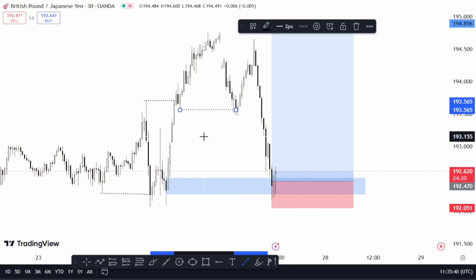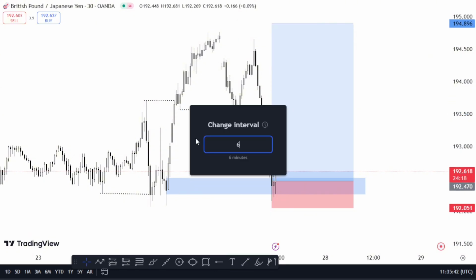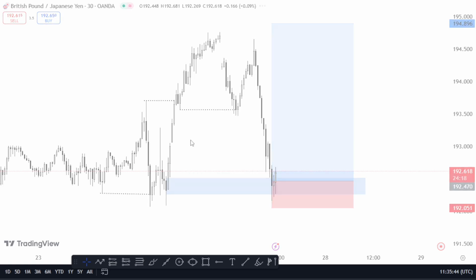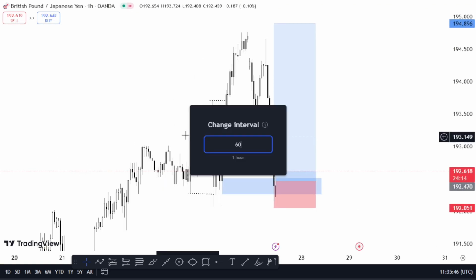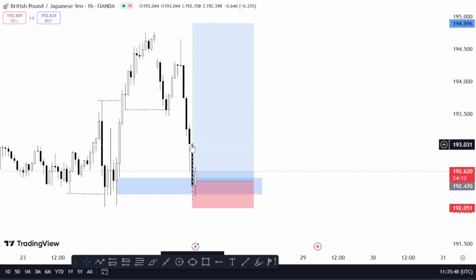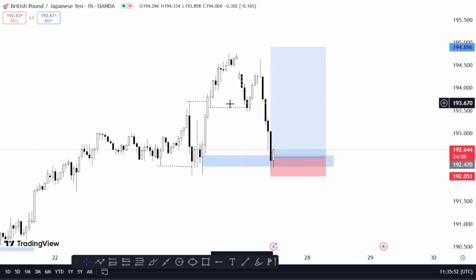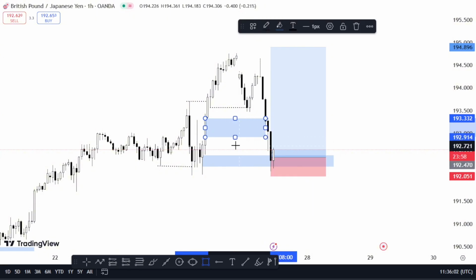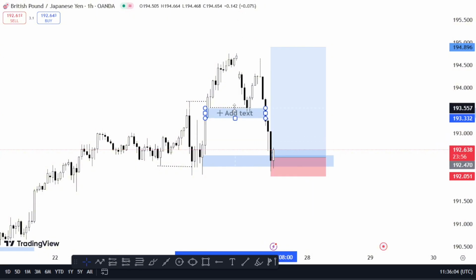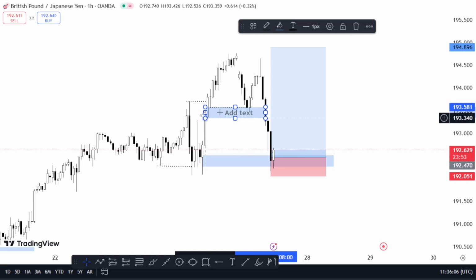So what happened? The market, let's go back to the 1 hour time frame. So right here we are on the 1 hour time frame. We have this imbalance right here. The market swept this imbalance and traded into this area. We have that fair value gap right there.